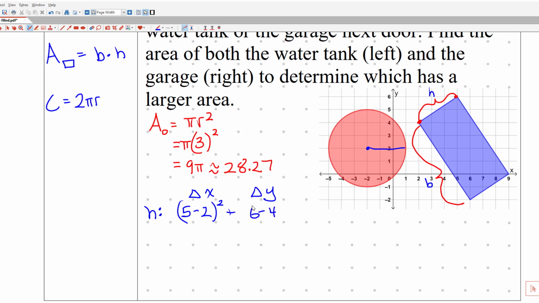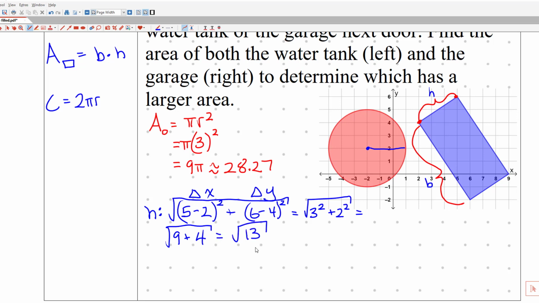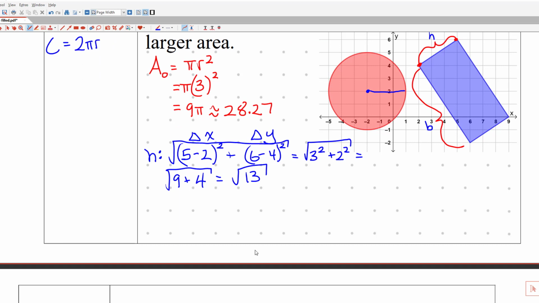6 minus 4. I think it's way easier to just count the squares. I'm doing too much work here. And then take the square root of all that. That's our formula. So what do we have here? This is going to be 3 squared plus 2 squared. And that's going to be 9 plus 4, which is the square root of 13. Perfect.